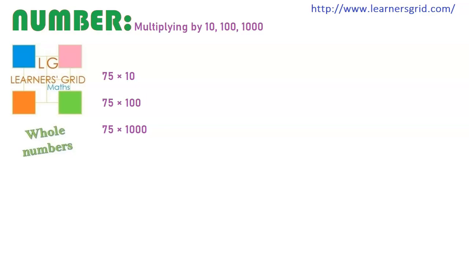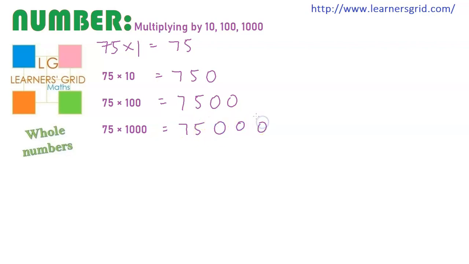Now, when I look at these particular problems that I've put here, 75 times 10, 75 times 100, 75 times 1,000, it might be quite interesting if I was to add this one as well. So 75 times 1, now that is 75. This one here is 750. This one here is 7,500. And this one here, 75,000.